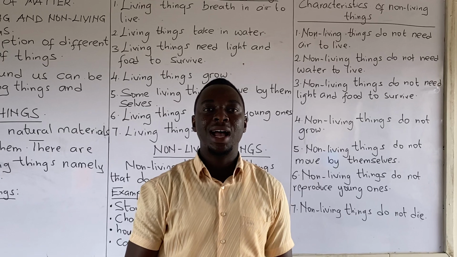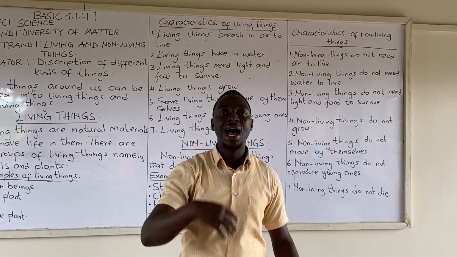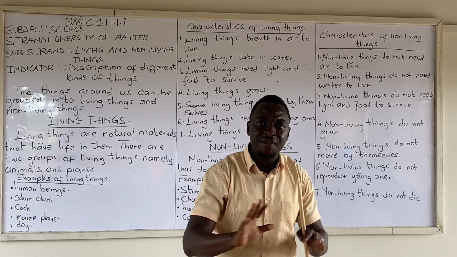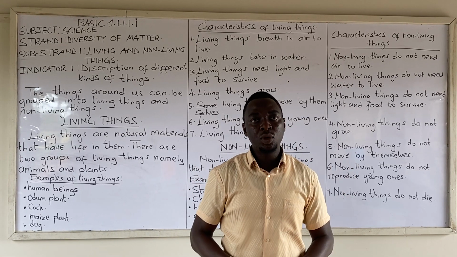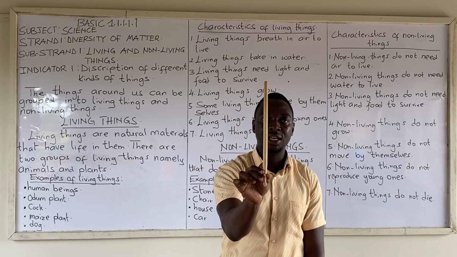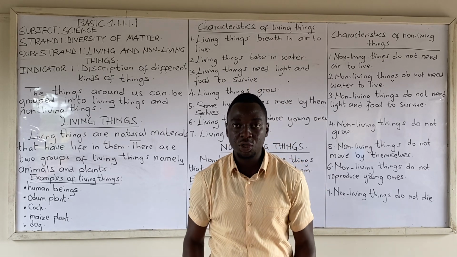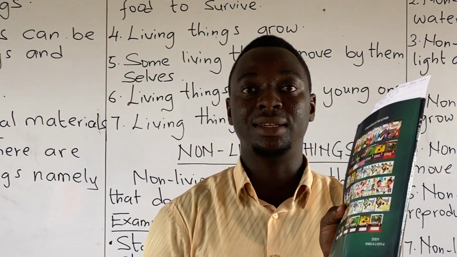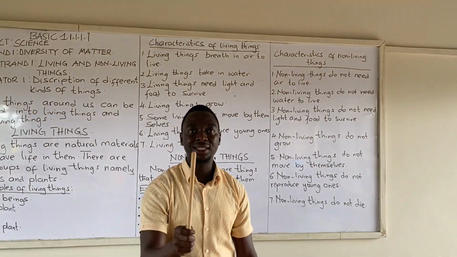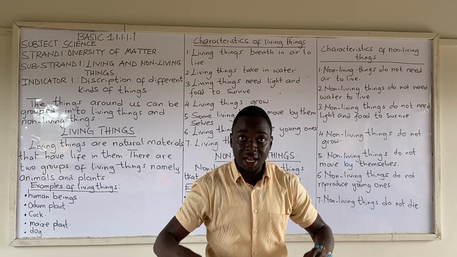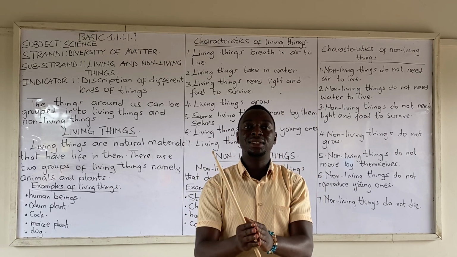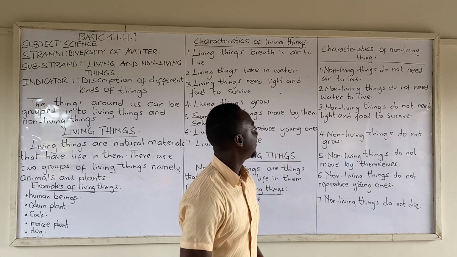For example, as I'm standing here, I'm breathing in and out air because I am a living thing. But non-living things do not need air to live. Look at this thing. It doesn't need air to live because it is a non-living thing. If you look at this book, it is also a non-living thing. It doesn't need air to live. So the first characteristic of non-living things is that they do not need air. Whether there is air or there is no air, non-living things are still non-living things.